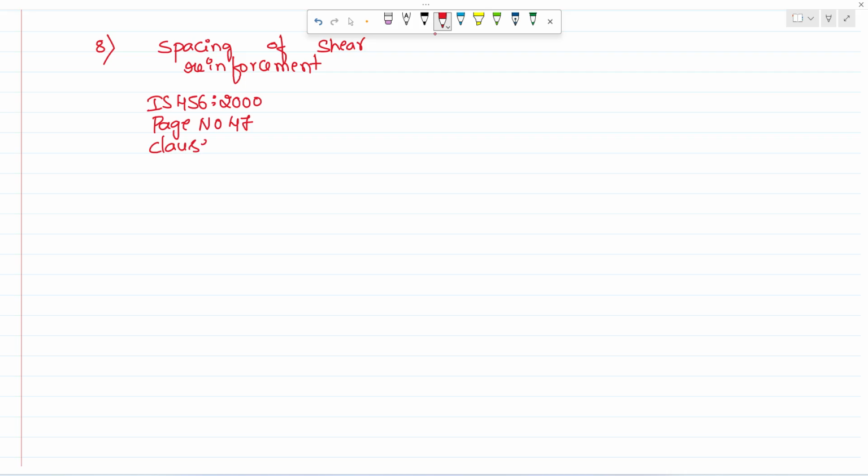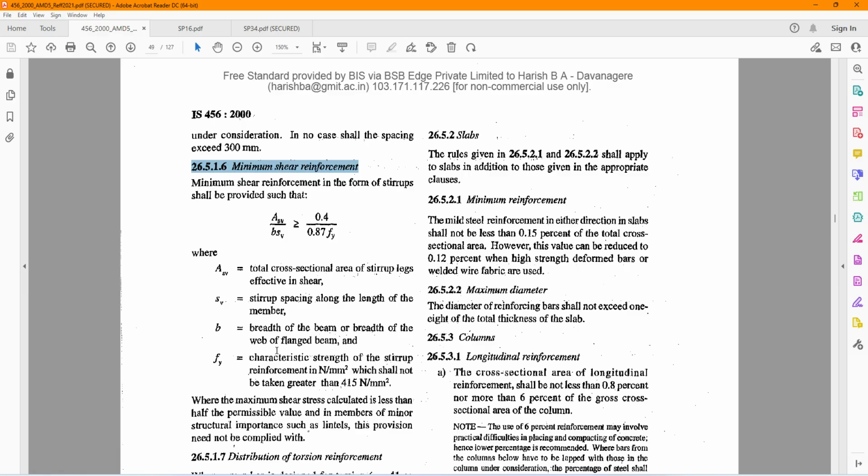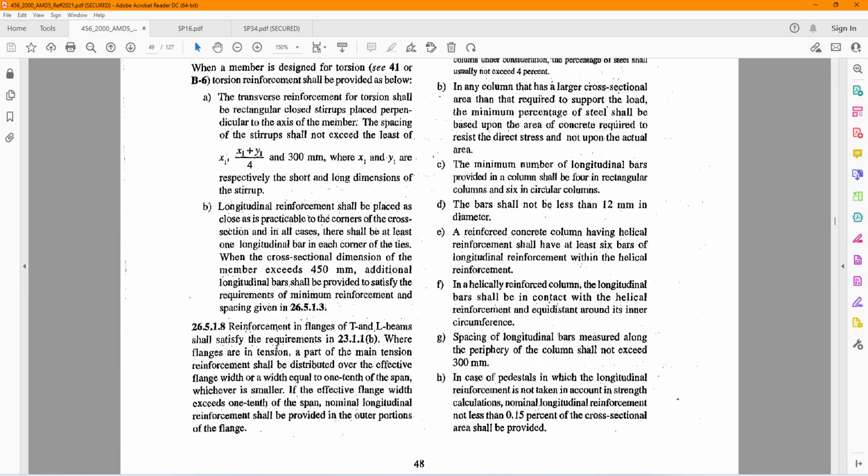So we need to check spacing of shear reinforcement, for which you may refer IS 456 2000, page number 47, clause 26.5.1.5.